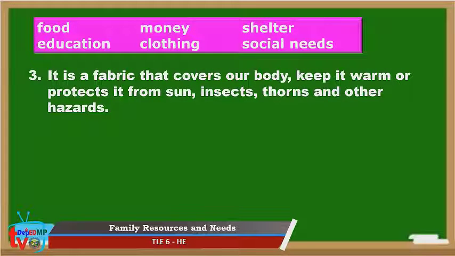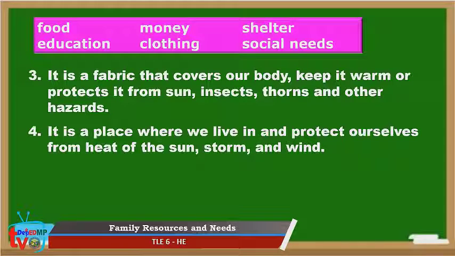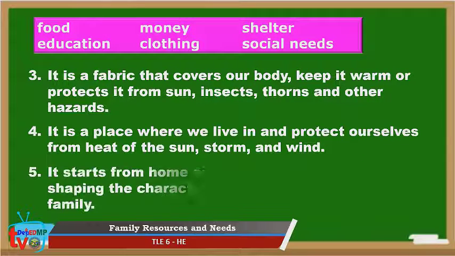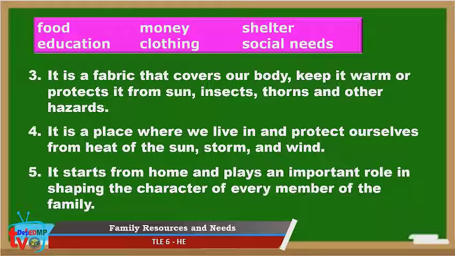Number 3, it is a fabric that covers our body, keeps it warm, or protects it from the sun, insects, thorns, and other hazards. Number 4, it is a place where we live in and protect ourselves from heat of the sun, storm, and wind. Number 5, it starts from home and plays an important role in shaping the character of every member of the family.